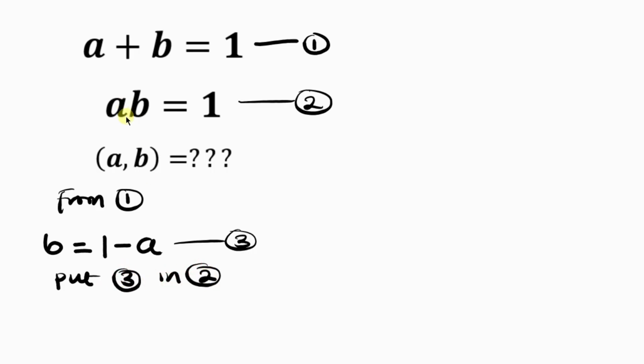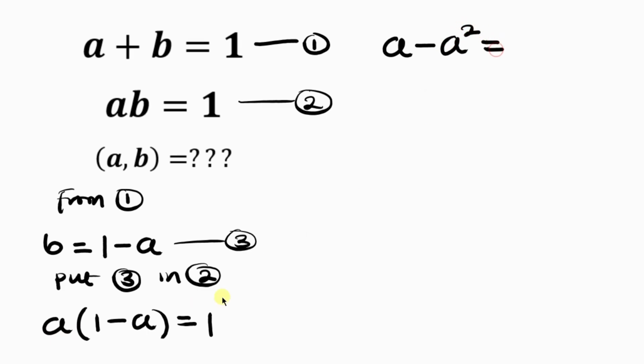Now, equation 2, we have a times b to be equal to 1. So a times b, what is our b? From equation 3, b is equal to 1 minus a. So b is 1 minus a, and this is equal to 1. Very good. Now let's expand the left-hand side. A times 1 is a minus a times a is a squared, and this is equal to 1.